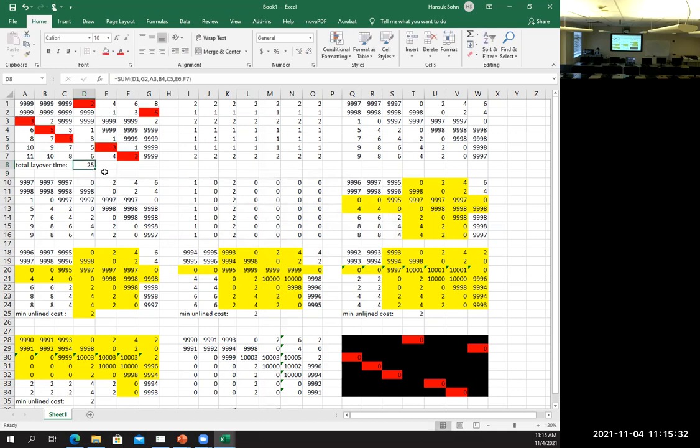It's going to be 25 hours, the minimum layover time that you can achieve with this crew schedule. Okay, so any questions on this example?